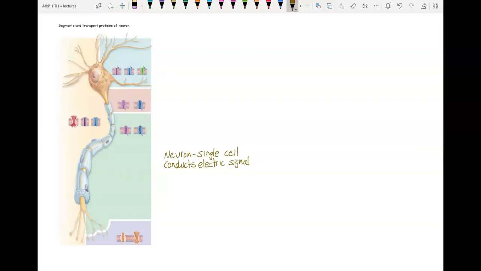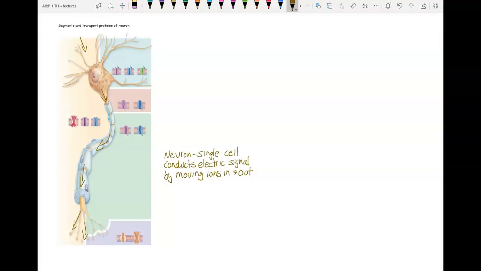So the neuron conducts electric signal by moving ions in and out of the neuron. And this signal is one way. So it enters through this part of the neuron, it moves through like this, and then you get down here, and that's where you then transmit the signal to something else.